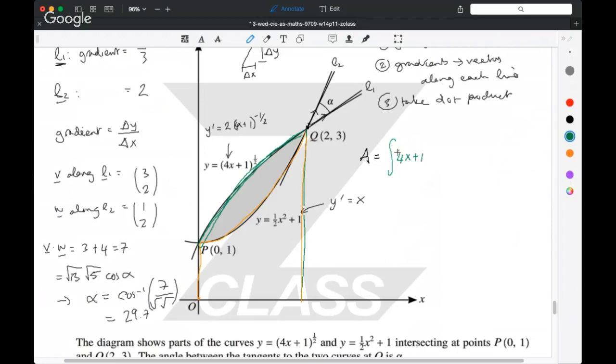So my area is going to be the integral of (4x plus 1) to the 1/2 dx, minus the integral of 1/2 x squared plus 1 dx. And I need my limits because I'm evaluating both of them between 0 and this point, which is at x equals 2. So 0 and 2. And the same for this one, 0 and 2.